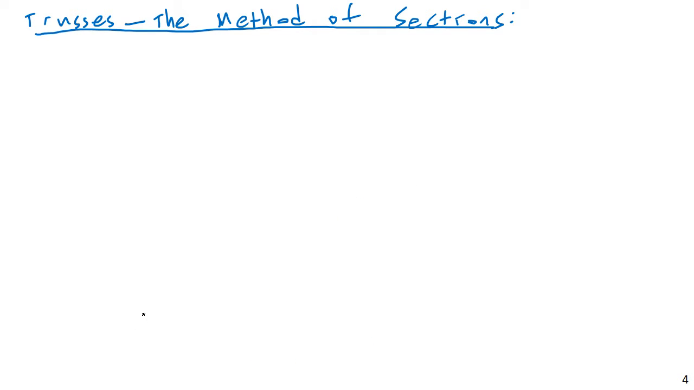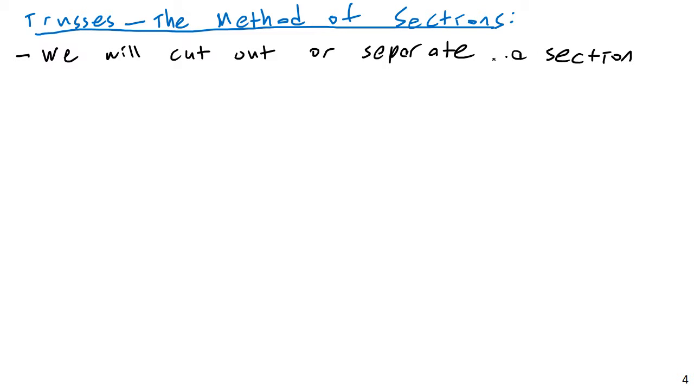All right, so trusses, the method of sections. How do we do this? The basic idea is that we will cut out or separate a section of a truss that contains the forces or the members that we are interested in. The member forces we are interested in.